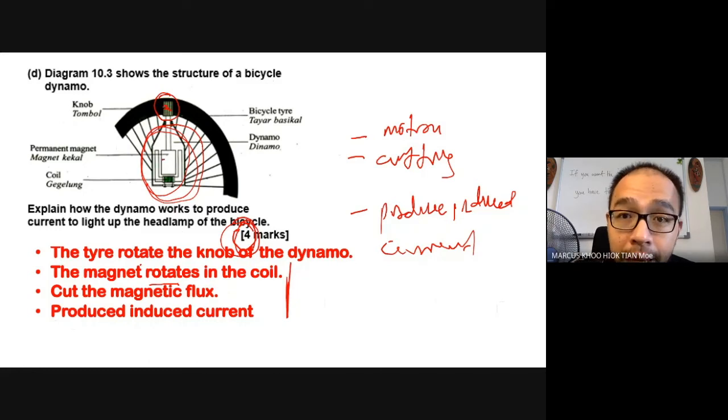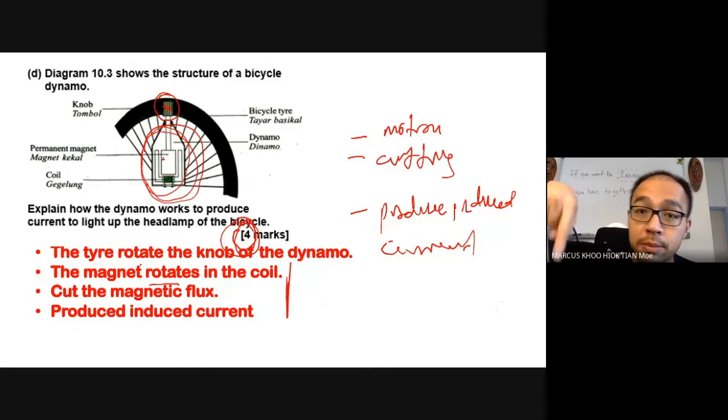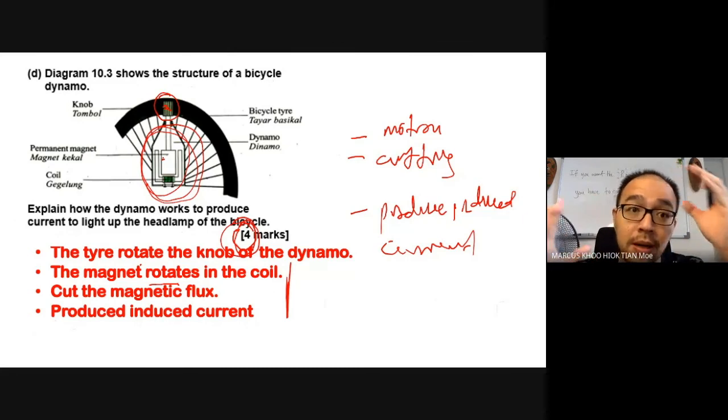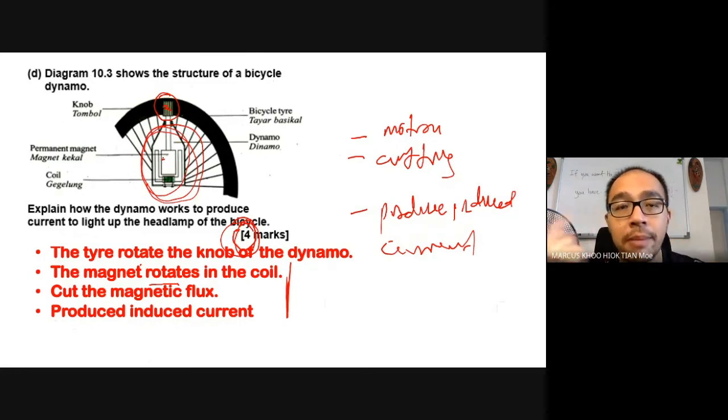So in this case, the pretty interesting thing is that the magnet is the one that rotates. The coil is the one that stays still. In the case of a generator, it is the coil that is moving. The magnet is stationary, right? But in the case of a dynamo, the magnet is rotating. Either way, if the coil is still and the magnet rotates, or if the magnet is still and the coil rotates, you will be cutting the magnetic flux. And when you cut the magnetic flux, you will produce induced current.